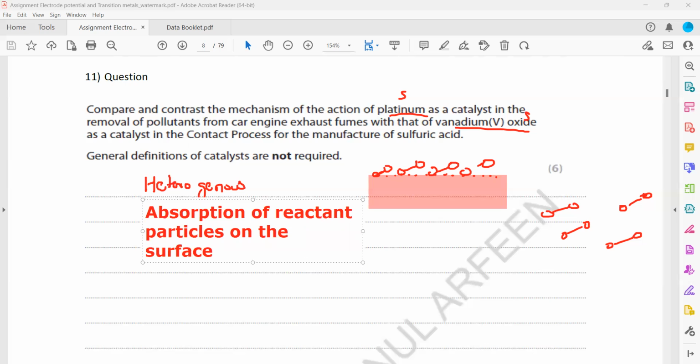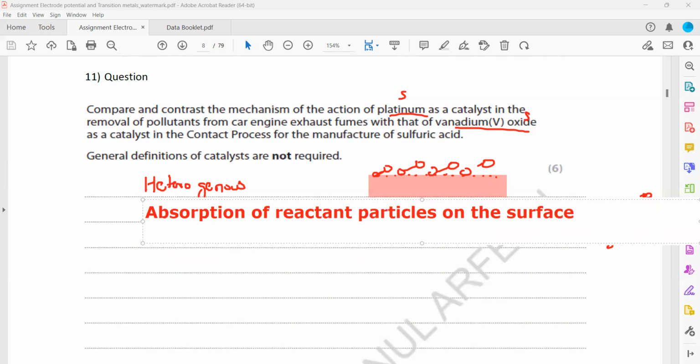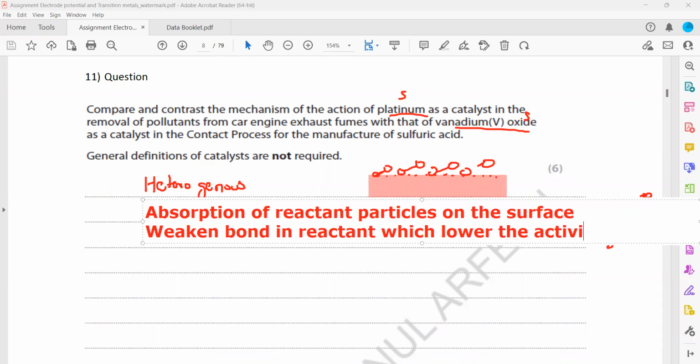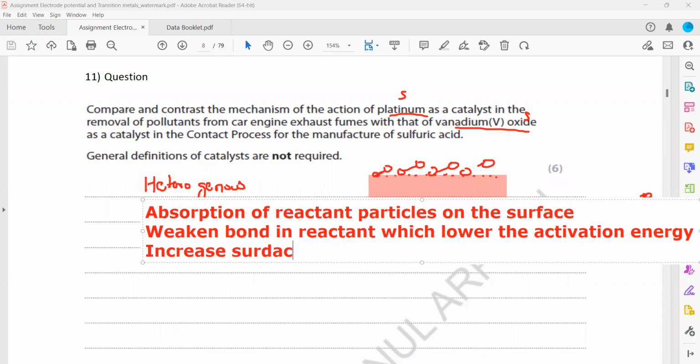When they adsorb the reactant particles on the surface, what will be the advantage of this? They weaken the bond, or reduce the bond strength, which lowers the activation energy, so the same reaction can occur at a lower temperature. And what else? They increase the surface area for the reaction to occur.